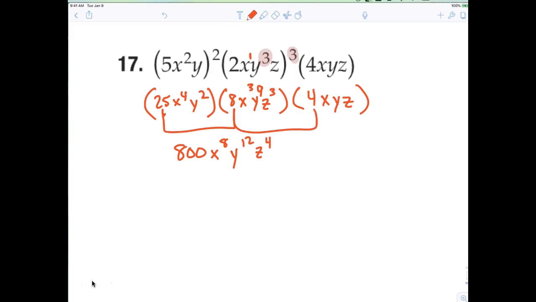Is the reason it's like x to the power of 8, 12, and 4? What am I doing to the exponents when I multiply? You add them. Simple as that. Is it because the x, y, z all have the 1? If you need it, put it there.